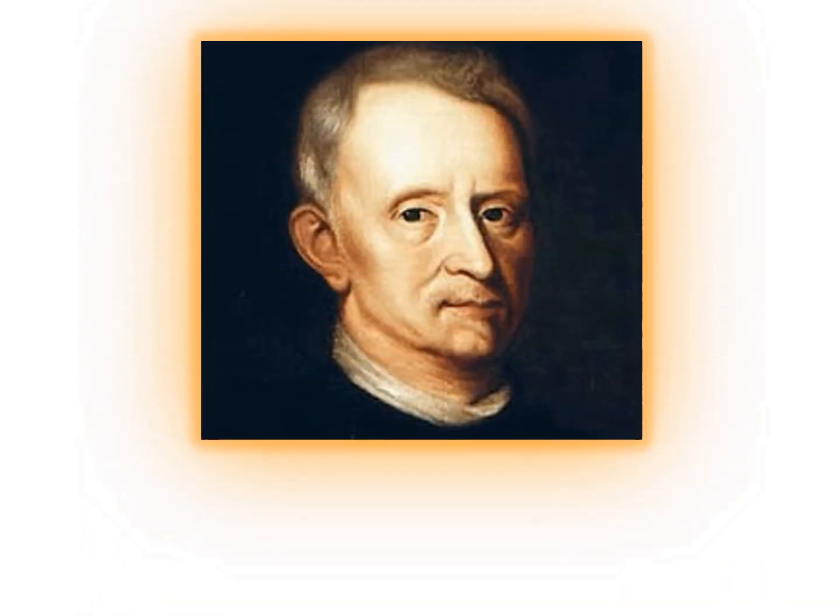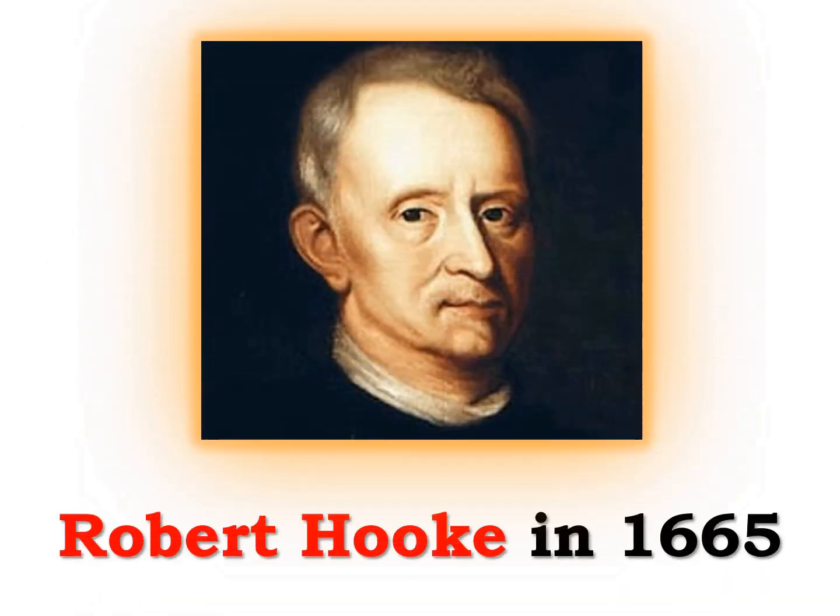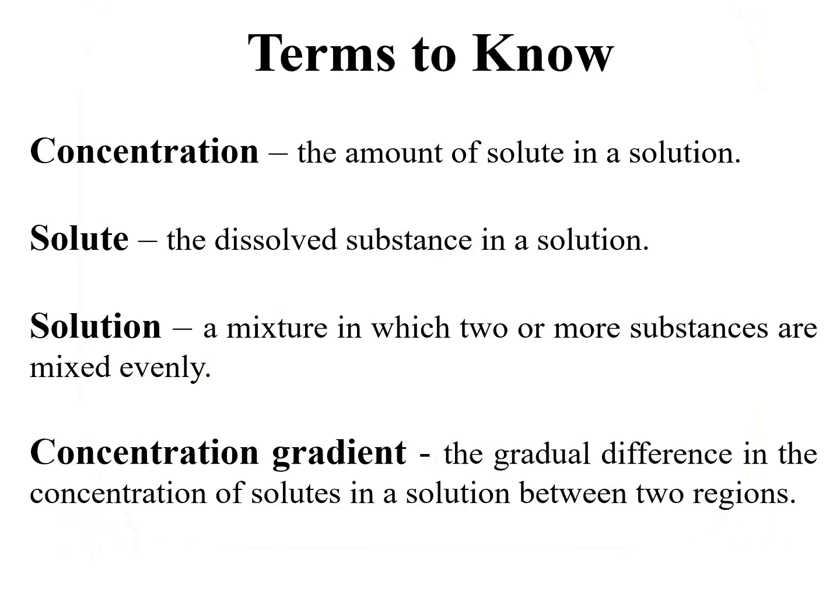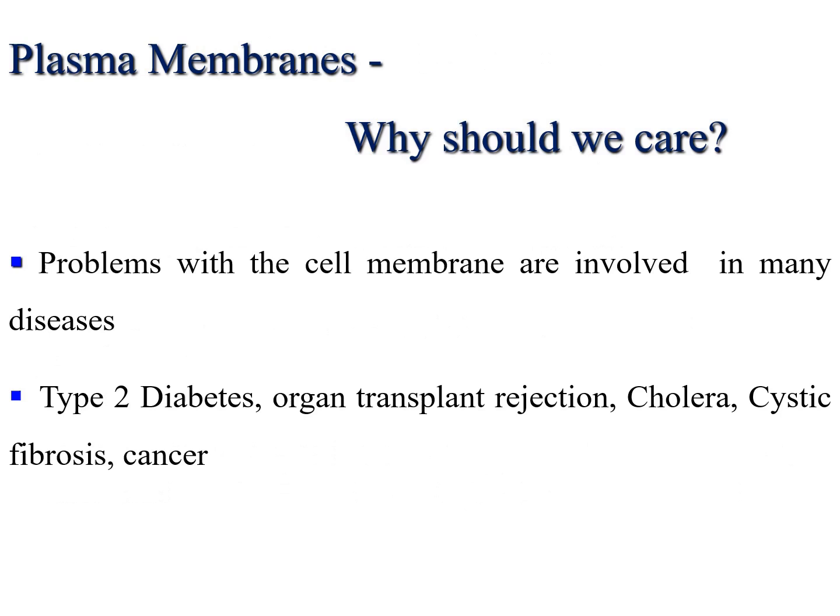So this is the person who proposed the cell, Robert Hooke, in 1665. So in this topic, there are some terms you should know: concentration, solute, solution, concentration gradient. Concentration is the amount of the solute in a solution, and the solute is the dissolved substance in a solution, and the solution is a mixture of both. Concentration gradient is the gradual difference in the concentration of solutes in a solution between two regions.